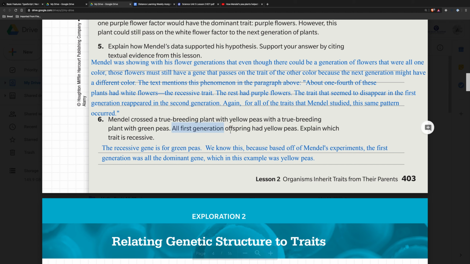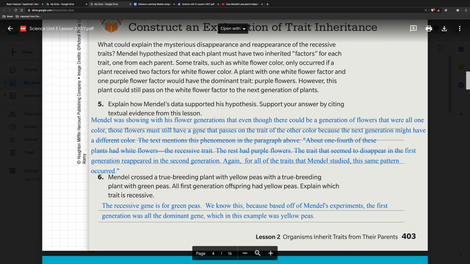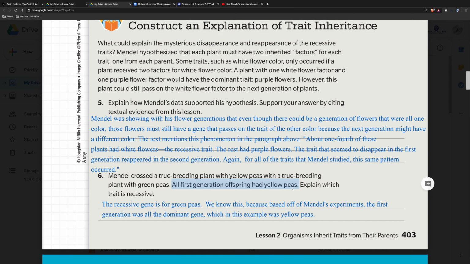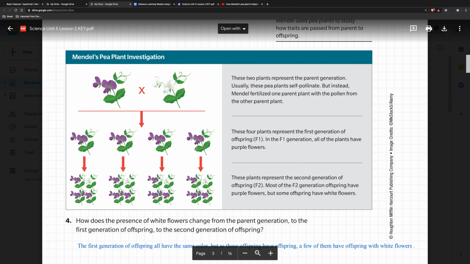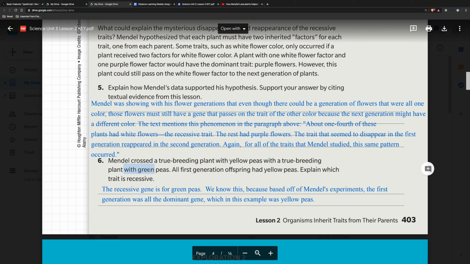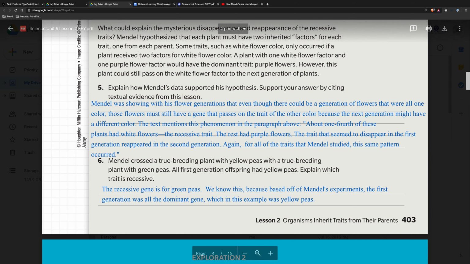So it says all first generation offspring has yellow peas. So this is describing the same thing. We had yellow peas and green peas, and the first generation has all yellow. And then which trait is recessive? In this one, you see the first generation was all purple. That means that the purple was the dominant one. So in this example, he had yellow and green peas, and the first generation was yellow, meaning the yellow peas, like the purple flowers, are dominant, which means that the green peas are recessive.